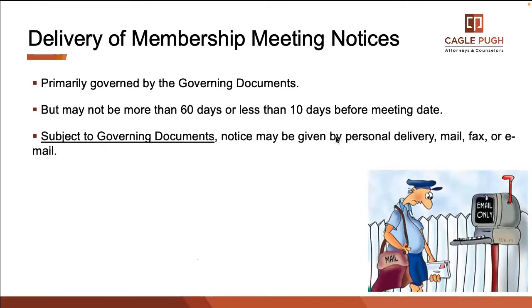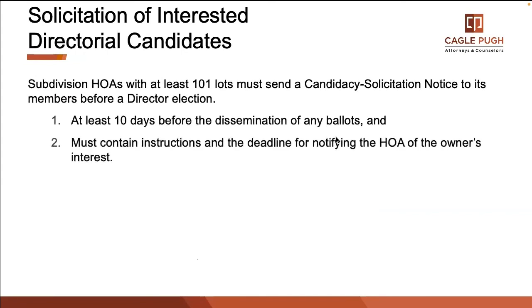Now, how do you give people notice of the membership meeting? You need to check your governing documents and follow those, but in any event, the notice can't be given more than 60 days or less than 10 days before the meeting date. Subject to the governing documents, you can give notice by personal delivery, mail, fax, or email, but it has to be stated in your governing documents how to deliver that notice.